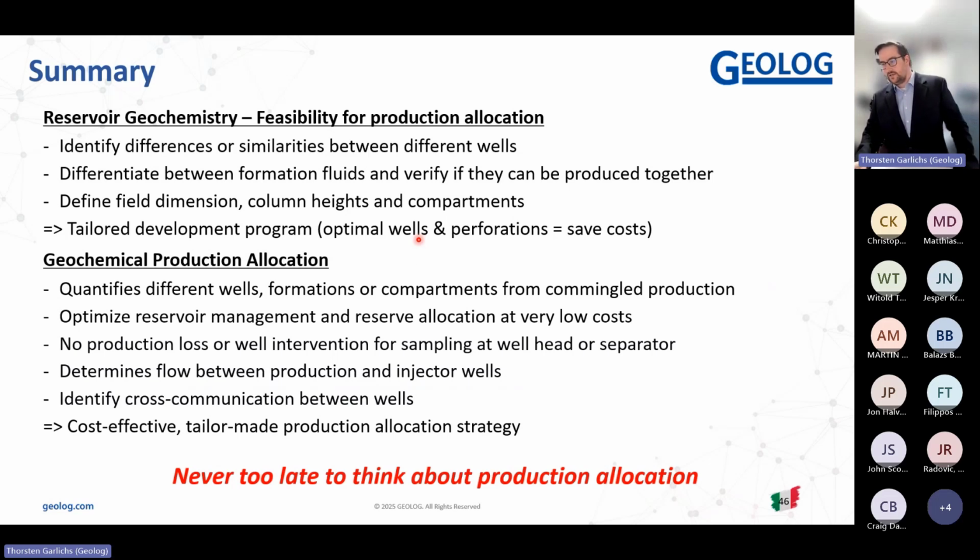You sometimes connect a mini test separator, and with this mini test separator you can easily get samples, the normal flow is not interrupted, and you don't have any production losses. You determine flow between production and injector wells. This is quite easy, but you can also identify cross communication between wells. And this is again very cost effective, tailor-made for a production allocation strategy. So in any case, even when you don't have the perfect sample set for Maria, it is never too late to think about production allocation, and you can always take wellhead samples to start with.